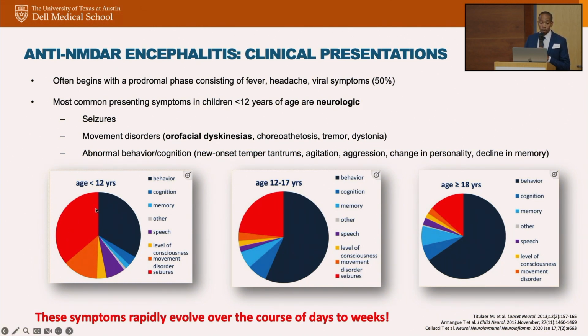So in kids less than 12, the predominant initial features were neurologic. So once again, they were seizure depicted in red or movement disorder depicted in orange, so predominantly neurologic. But then when you look at greater than 18, the initial symptoms are more psychiatric or behavioral. So it's just really important to remember that, in kids, it's really neurologic based as the initial presenting features.